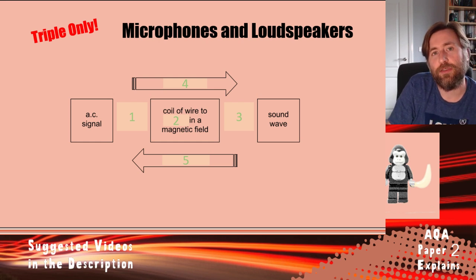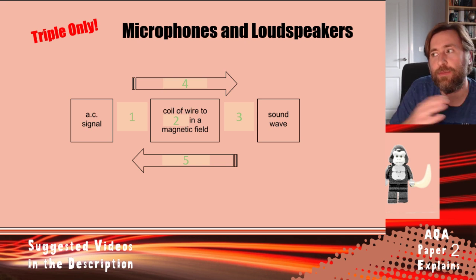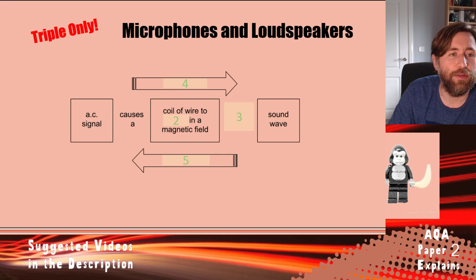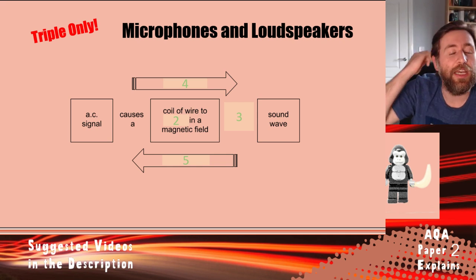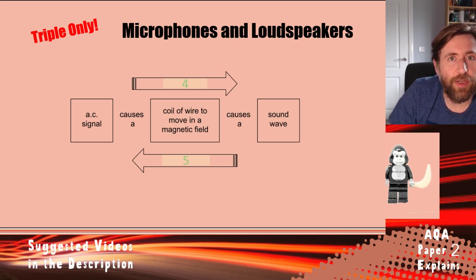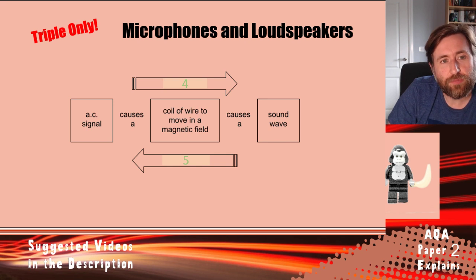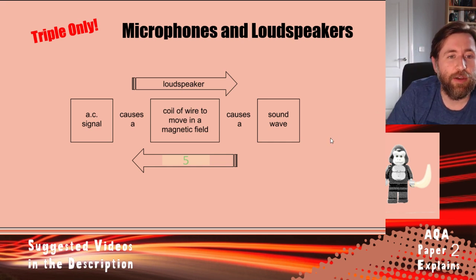Microphones and loudspeakers are just examples of the motor effect and the generator effect, okay? So think about explaining them as just being the same thing but backwards from each other. So in a loudspeaker, an AC signal, so that's a signal like we had the alternating current wave there, causes a coil of wire to move in a magnetic field, which causes a sound wave, high pressure and low pressure regions. Now for the first one, left to right, you can read that's how a loudspeaker works. And right to left, well, that is how a microphone works.